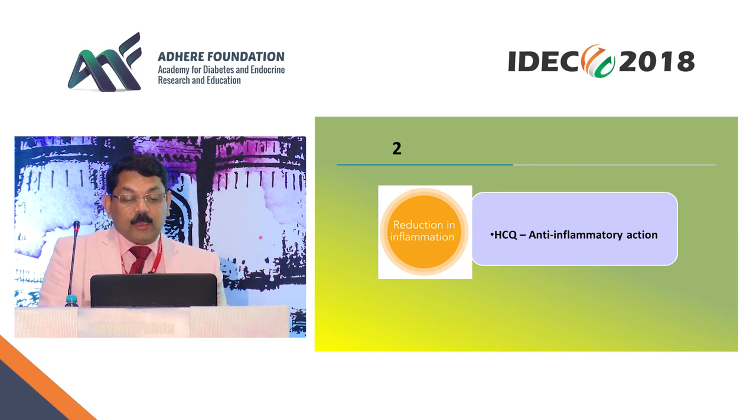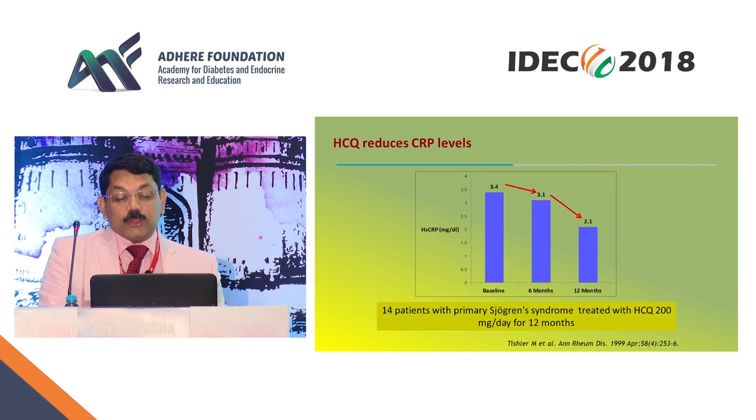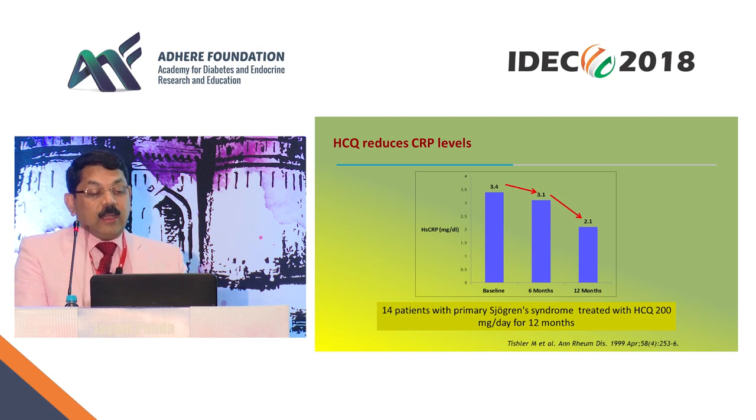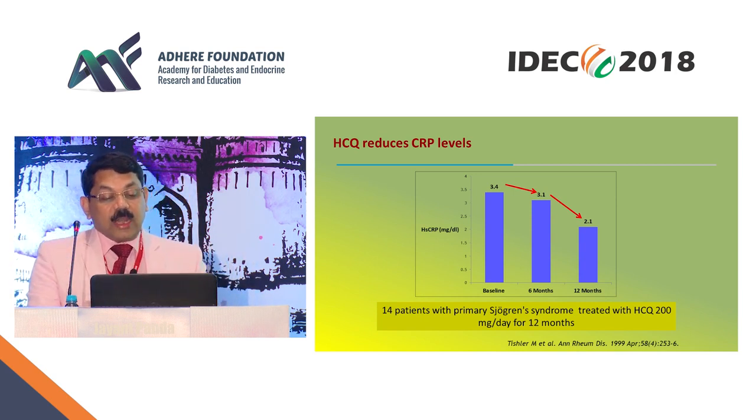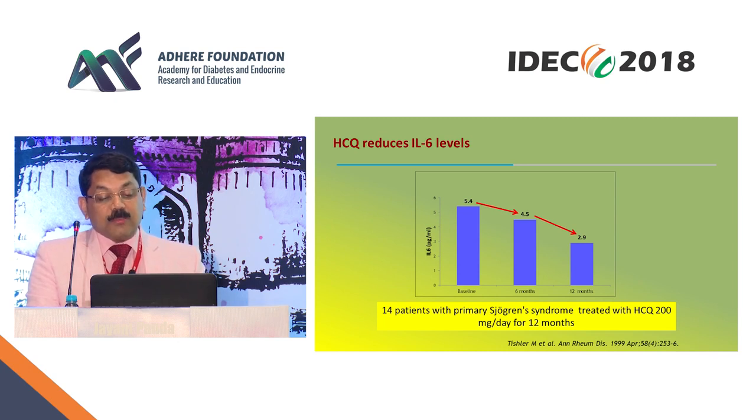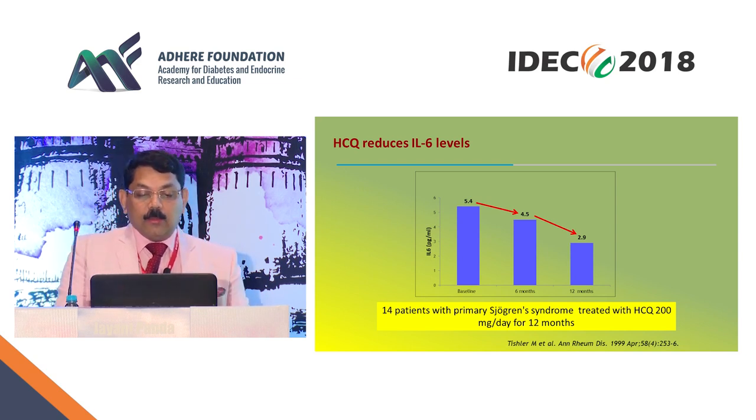Anti-inflammatory action. Way back, since its use in Sjogren syndrome, we have seen the effect of hydroxychloroquine in reducing hsCRP as well as interleukin 6. Gradually, when you use it for 6 months, 12 months and onwards, that shows the anti-inflammatory action, and you have heard very well the concept of inflammation from Dr. Bhabna.